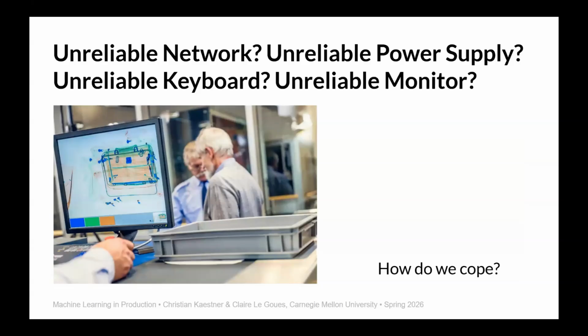So in this example here, we may have an unreliable network. What do we do if we're scanning luggage and we have no internet connection? Maybe the system can work offline. We have no power connection.